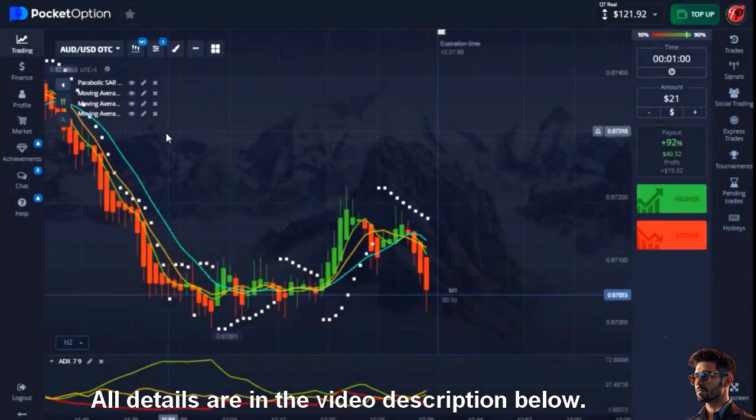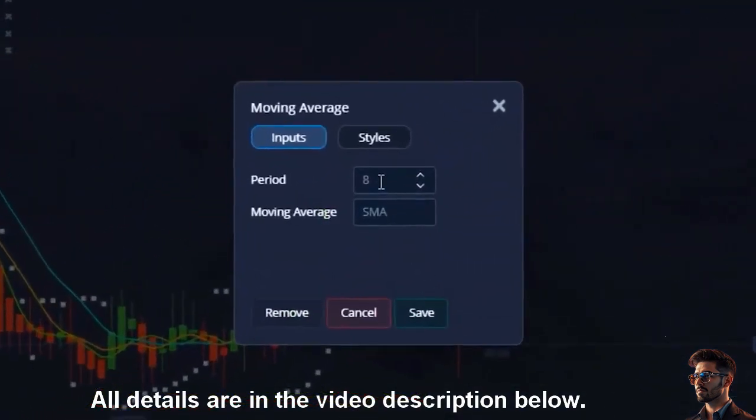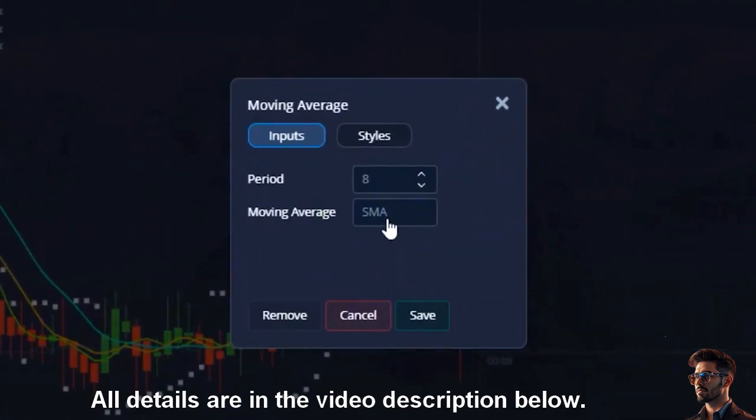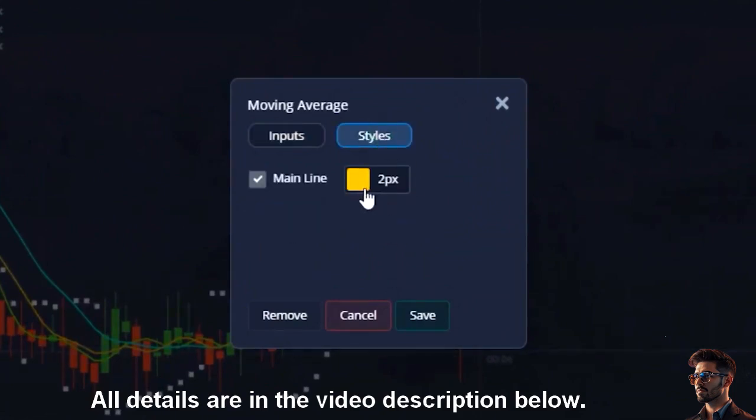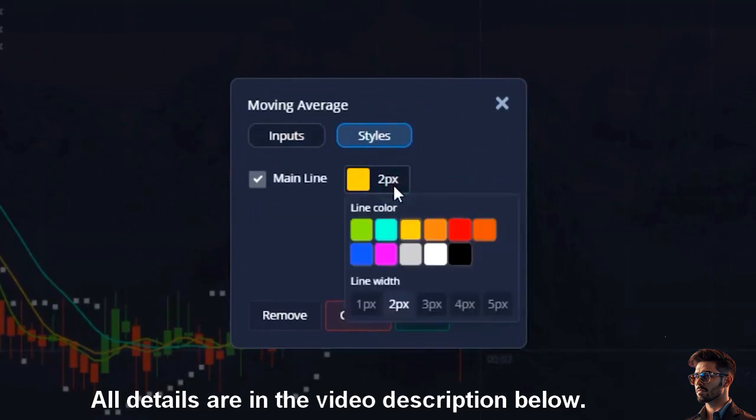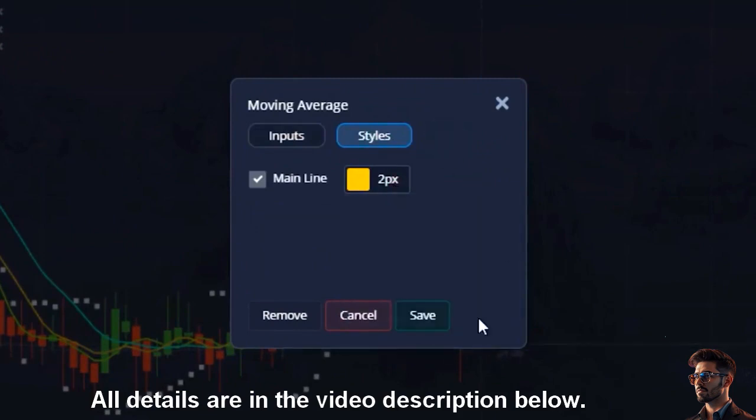The last moving average comes with a period of 8. The moving average is SMA as well. On the style part here, I use a yellow color right there, and of course I take my line to be 2 pixels. And when you're done, you hit save.